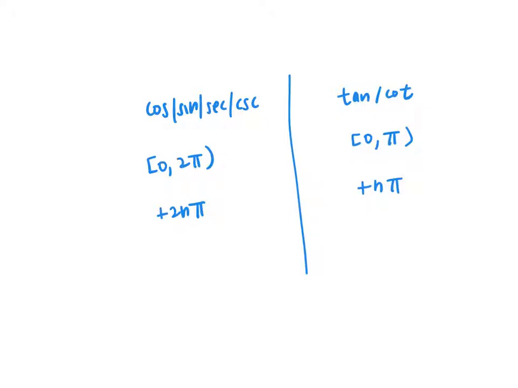Okay, just to recap, if you had to find all the solutions for cosine and sine, and thereby secant and cosecant, you look in the region 0 to 2 pi. So you look in all 4 quadrants and then you add plus 2n pi. If you have a tangent or cotangent function, then you just look in the first 2 quadrants from 0 to pi, and then you add n pi. So you're going to put plus n pi.